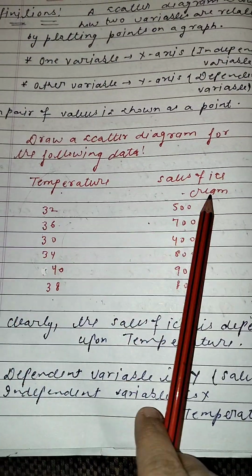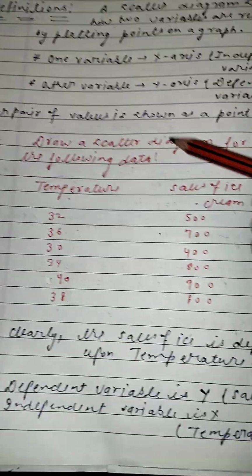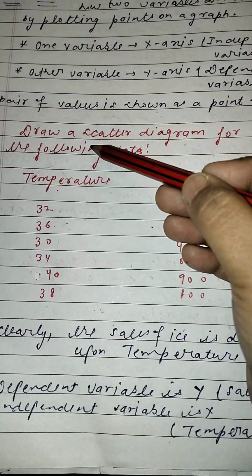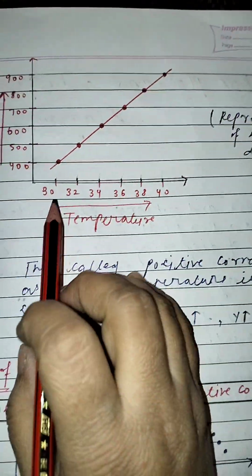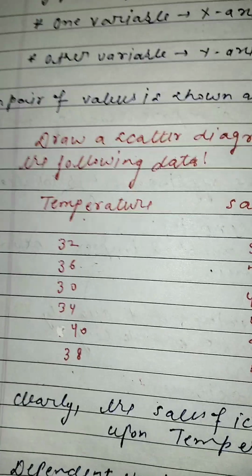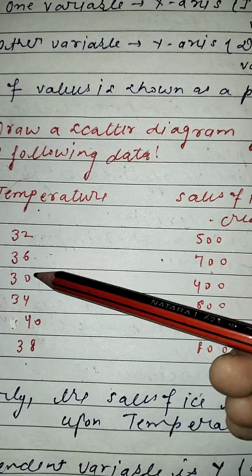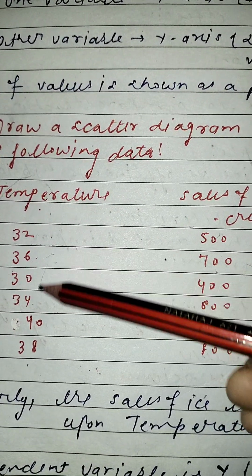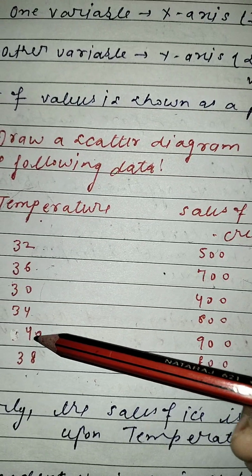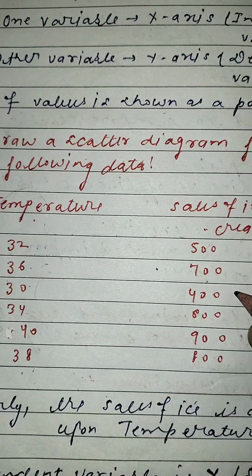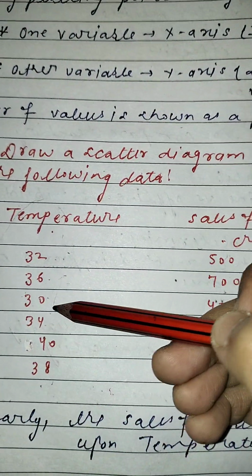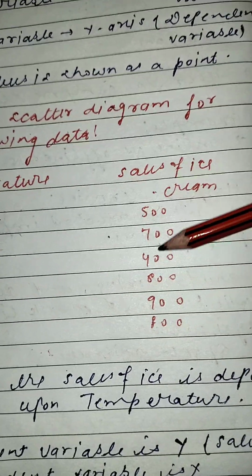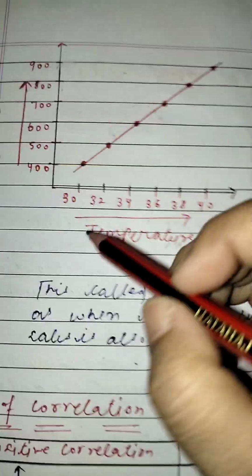So this is the data for the scatter diagram. Also, if it is mentioned in the question, you don't have to worry; it is mentioned that you have to draw a scatter diagram. Now how to draw? See, this is the diagram. Now we have temperature from 30 to 32, 32 to 34, 34 to 36, 36 to 38, then 40. And when the temperature is 30, the sale is 400. When the temperature is 32, the sale is 500. It means with the increase of temperature, the sale of ice cream also increases. That is why this is the representation of a scatter diagram.